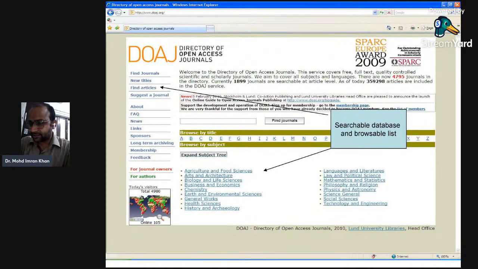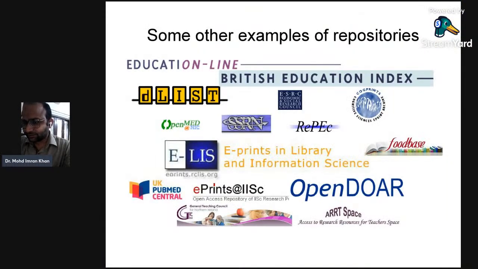Then this is a screenshot of the Directory of Open Access Journals. You can see these are all searchable databases and browsable lists. These are all open access: law and political science, mathematics and statistics, philosophy and religion, science and journals. All these things you can access.